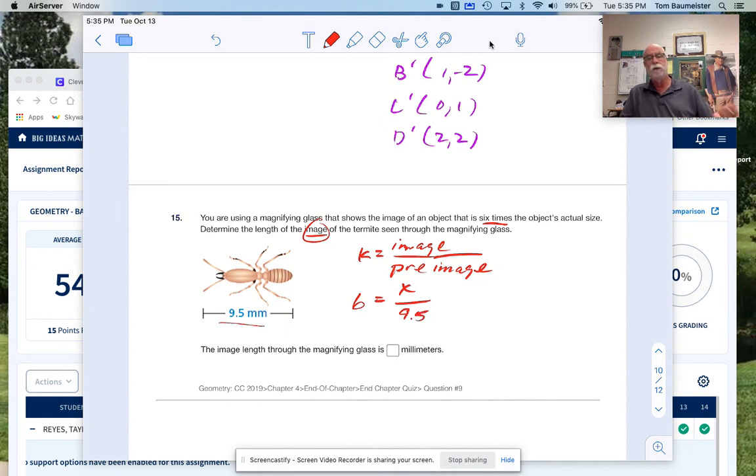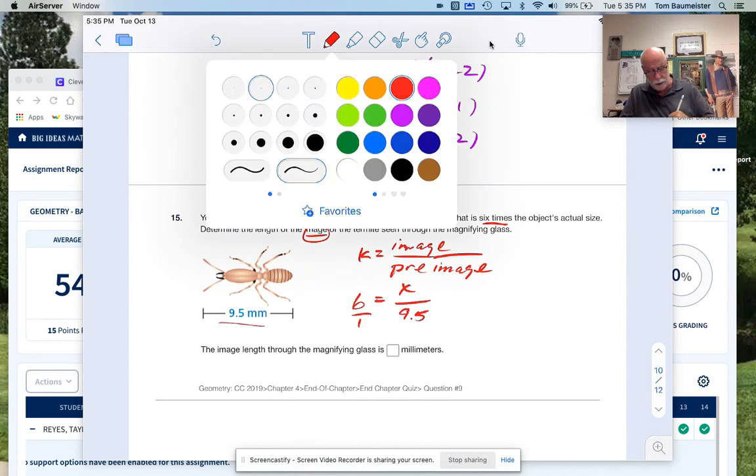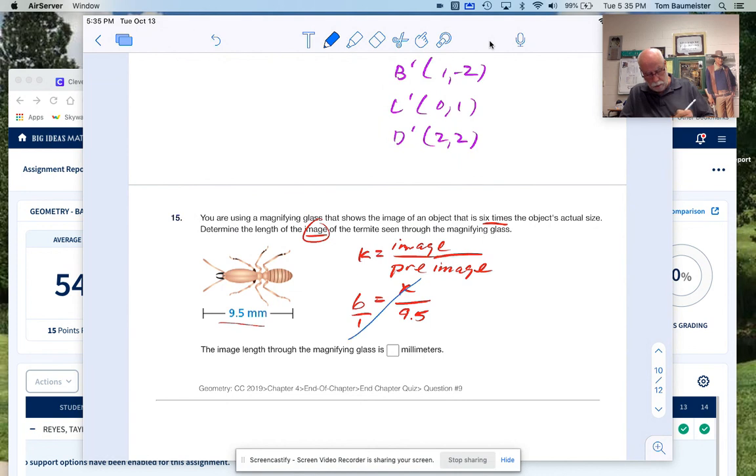All right, so now there's just a proportion, stuff that we've learned before. If you want to put that 6 as a fraction, it's 6 over 1. And then remember, I can take x times 1, and I can take 6 times 9.5. x times 1 is just x. So x is equal to 6 times 9.5. I worked that out, ladies and gentlemen. 6 times 9.5 is 57 millimeters. So that's your answer there.